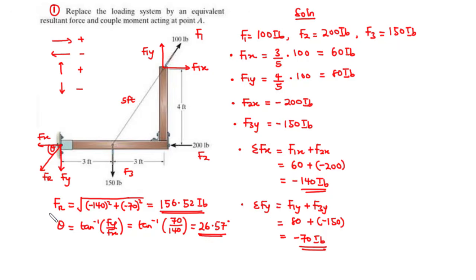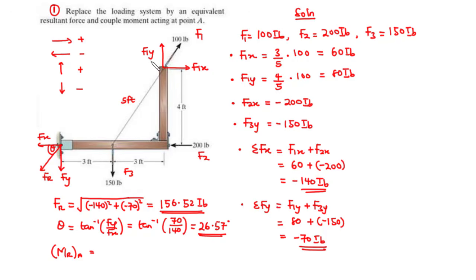So having found the values of Fr and then theta, next we are going to find the resultant couple moment acting at point A. So we have resultant couple moment Mr of A to be equal to, So basically we are going to consider the forces F1y, F1x, F2, and then F3. We are going to find the moment about point A.